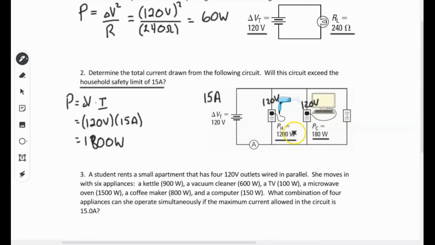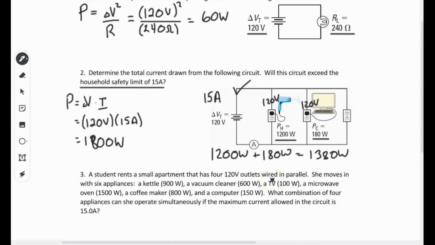So if I take 1200 watts and add 180 watts, we get a total power usage of 1,380 watts, which is less than the safety limit of 1800 watts. So this is safe to run.